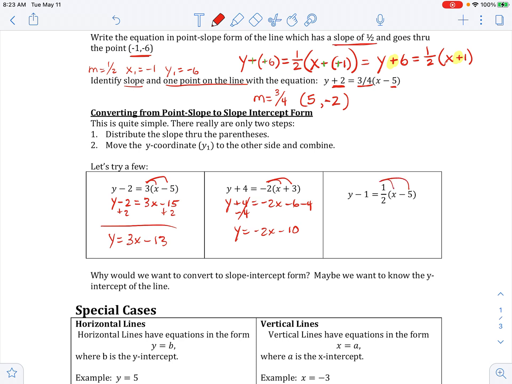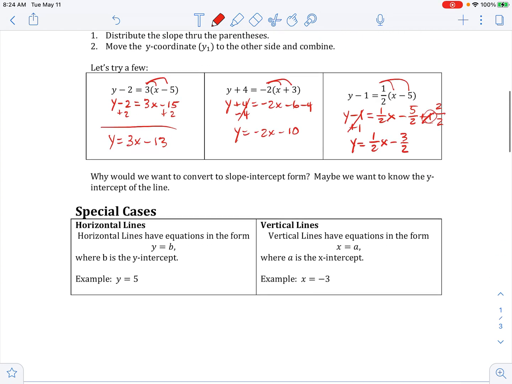One more. This one involves a fraction. Not that big of a deal. 1/2 x minus 1/2 times 5 is 5 halves. So we're going to add 1 to both sides. We get y equals 1/2 x, so we have negative 5 halves, and I'm going to change that 1 to a fraction that has 2 as its denominator, so that's 2 over 2. So negative 5 over 2 plus 2 over 2 is negative 3 over 2, and now I know that the y-intercept is negative 3 halves.